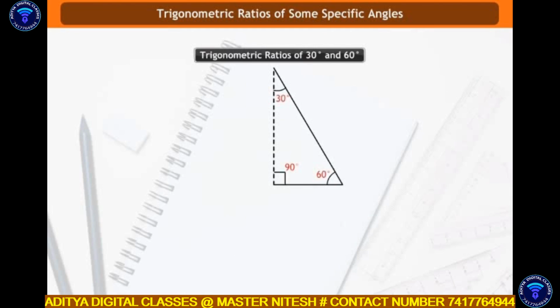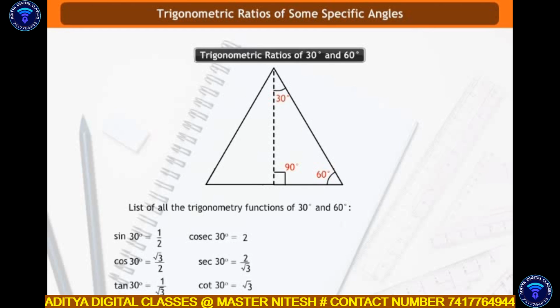Trigonometric ratios of 30 degree and 60 degree. For the 30 degree, 60 degree, 90 degree triangles, we will construct an equilateral triangle, that is a triangle with 3 equal angles of 60 degree each, having 3 equal sides. Again, by using the definition of the trigonometric functions as the ratios of the sides of a right triangle, we can now list all the trigonometric functions for a 30 degree angle and a 60 degree angle as shown.